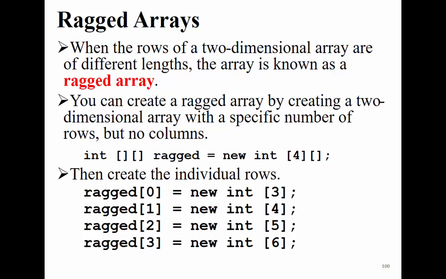Now, a ragged array is when you have rows of a 2-dimensional array of different lengths, as I mentioned. It is called a ragged array. You can see here, I can have this. I define a 2-dimensional array. I define the number of rows. That's all. I did not define the number of columns for each row. Then I go for each row, and I define them later on.